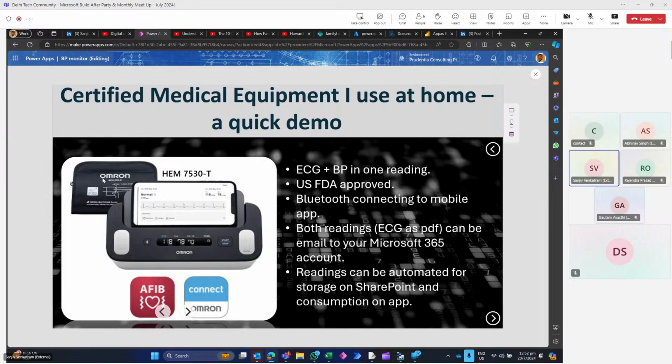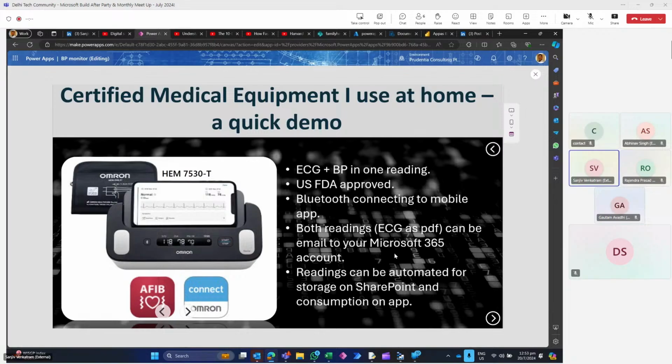And then if you strap on this cuff, it will give you your blood pressure as well. I literally monitor this every day, without fail, in the morning, about 15 minutes to half an hour after I get up. It's got a built-in app, and this is from Omron. So this is kosher, this is FDA approved. It connects to their own Omron mobile app using Bluetooth, and you can get the readings both on the app and as a PDF.